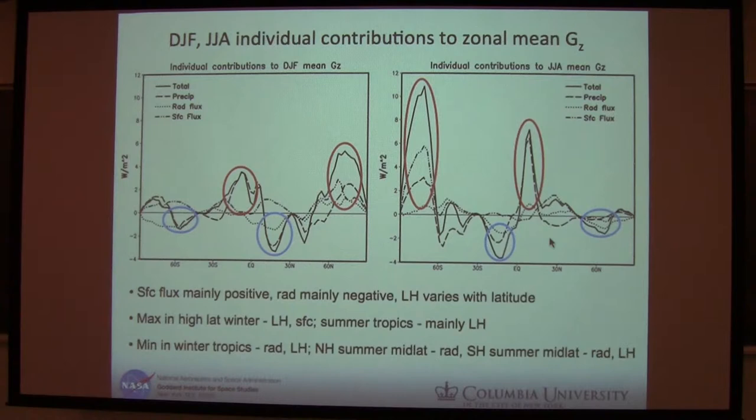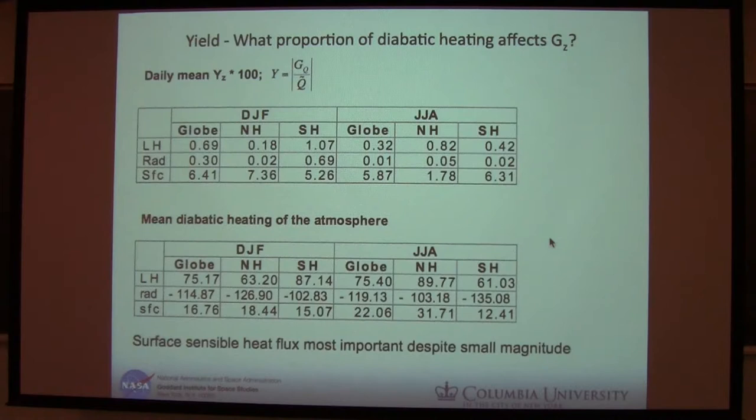So one thing that we noticed when we did this was that surface sensible heat fluxes turned out to be a lot more important than we thought they would be, given their comparatively small magnitude. So we devised a statistic called the yield, which tells us how effective each diabatic heating term is at altering G. So here's our daily mean yield computed from the daily mean statistics times 100. All of the yields are actually really small. The atmosphere is not very efficient at turning heating into potential energy. Yield is defined as the absolute value of the generation due to one particular diabatic heating term, scaled by the global mean of that term. And what it tells us here is that surface sensible heat fluxes are much more effective at generating available potential energy than latent heating or radiative heating. Just to look at the raw magnitudes of these heating forms, you see that surface sensible heat flux is much smaller, yet it's much more important.